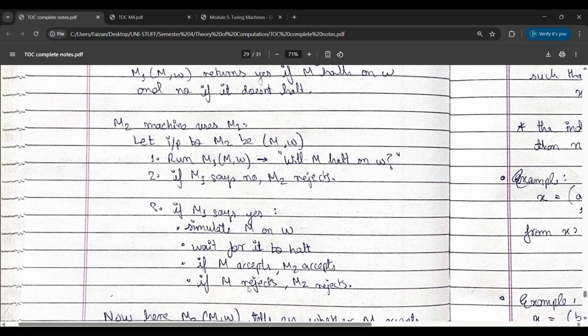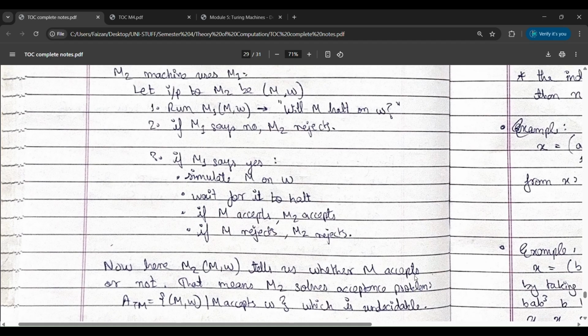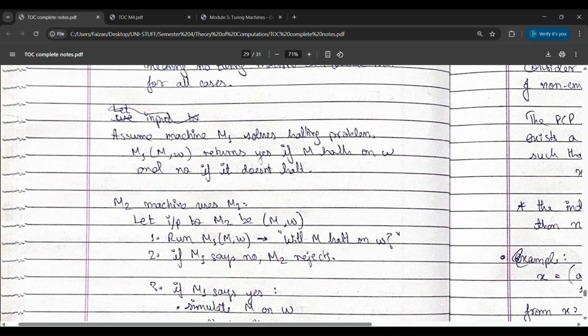Accept or reject means halting and not halting. If it halts, that means M2 is accepting it; M2 says that M has accepted it. If it rejects, then M2 tells you that it's rejected it. But how is this possible? Here M2 is telling us whether M accepts or not. That means M2 solves the acceptance problem.